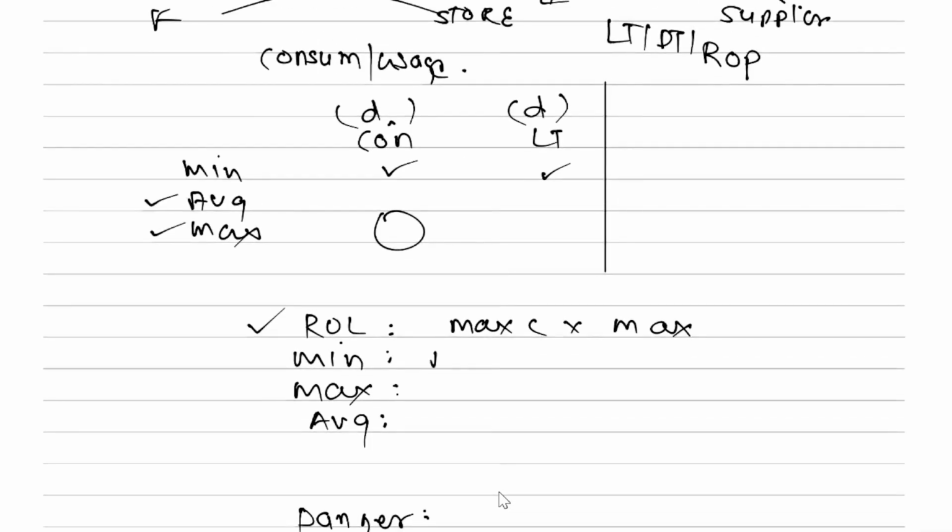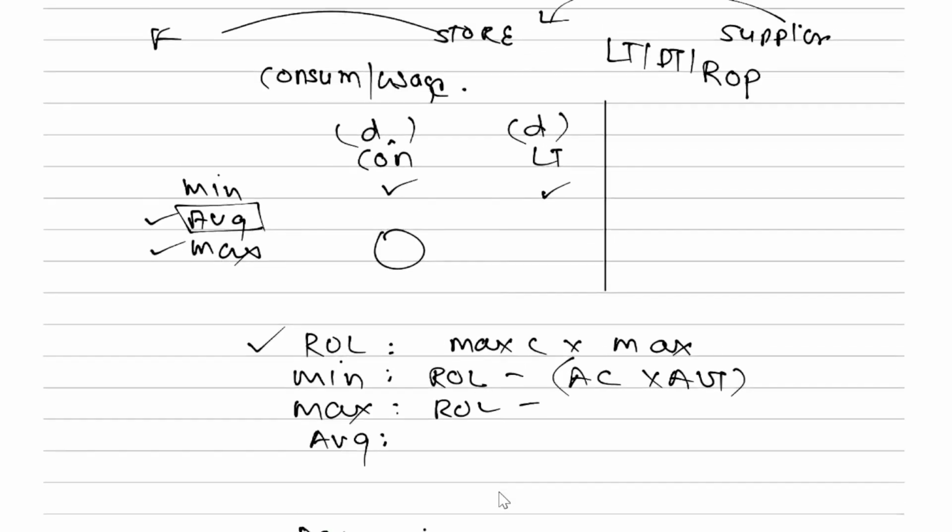Achha, then you will write ROL. Then what is the minimum stock level formula? ROL minus average consumption into average lead time or reorder period, whatever it is given. Sometimes they will give you like this: this is 6, this is 8. You know how to get average: 6 plus 8 divided by 2. That is something that we know.